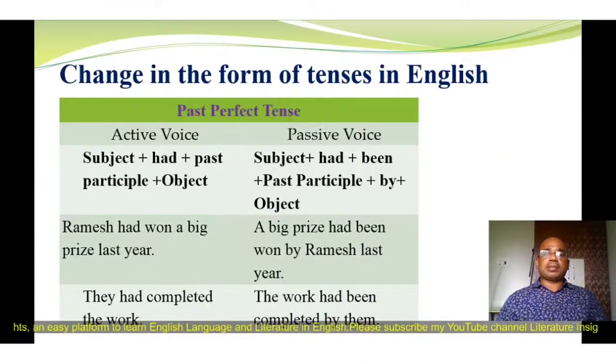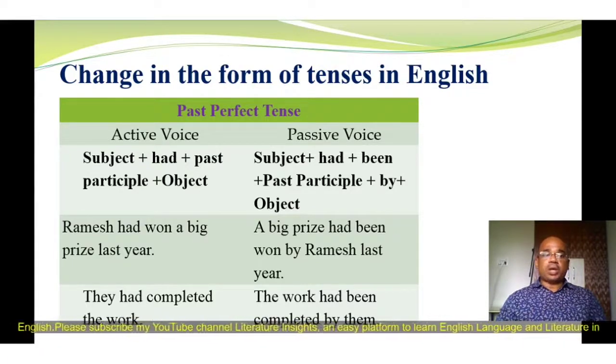Next tense is past perfect tense. In active voice, we have a structure subject plus had plus past participle plus object. In passive voice, we have a structure subject plus had plus been plus past participle plus by plus object. So let's see the examples.